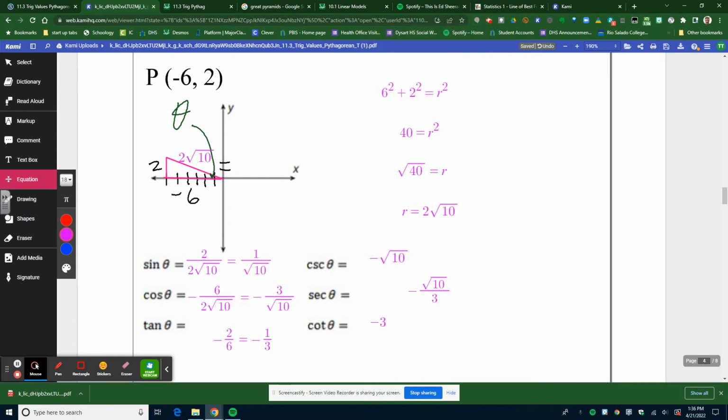Questions on cotangent, secant, and cosecant? Just take these and flip them. That's all you're doing. Okay.